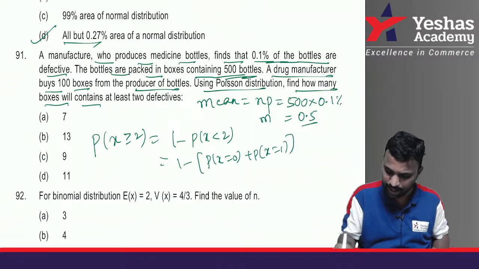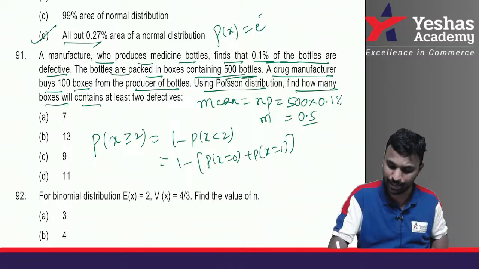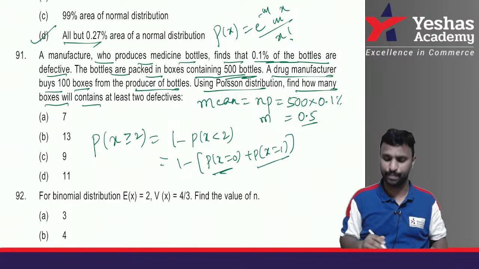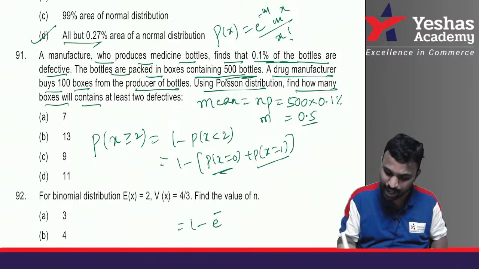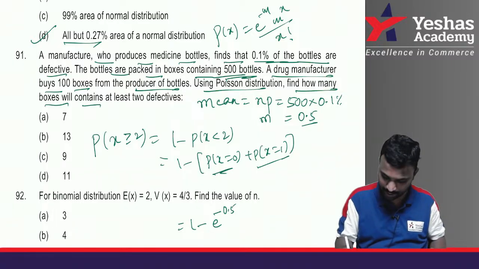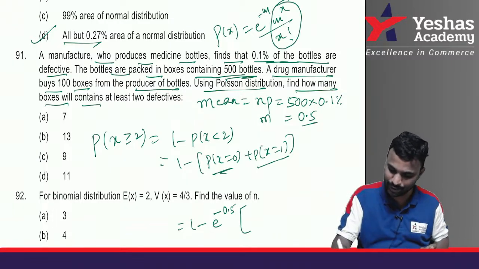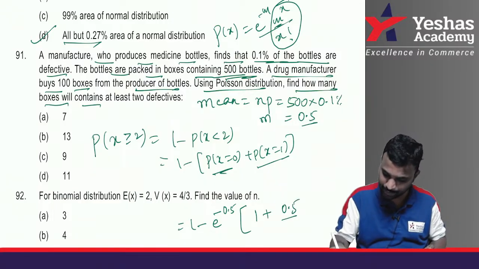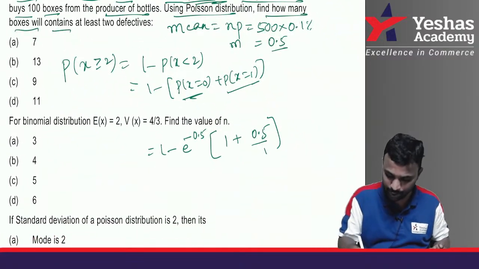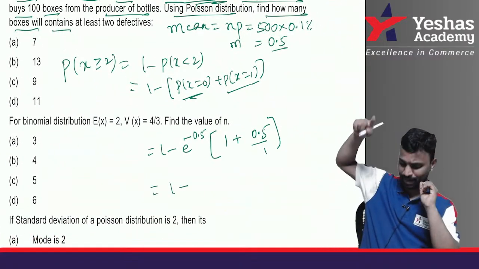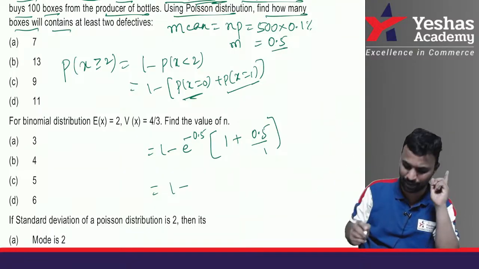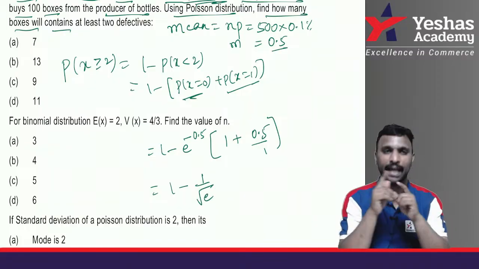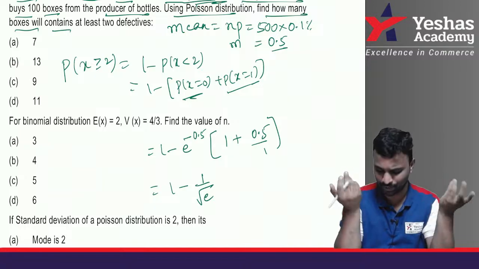Yes or no? Now guys, for the Poisson distribution, what is the PMF equation? e power minus m, m power x by x factorial. Guys, from both of these, e power minus m is common. I'll take this e power minus m, with m being 0.5, and plug in that value. m power 0 by 0 factorial is nothing but 1 only. m is 0.5, 0.5 power 1 is 0.5, divided by 1 factorial is 1 only. Now guys, what we need to do is 1 minus e power minus 0.5 times 1.5, which is nothing but 1 by e power 0.5. 1 by e power 0.5 means 1 by root e, because anything power 0.5 is a square root.